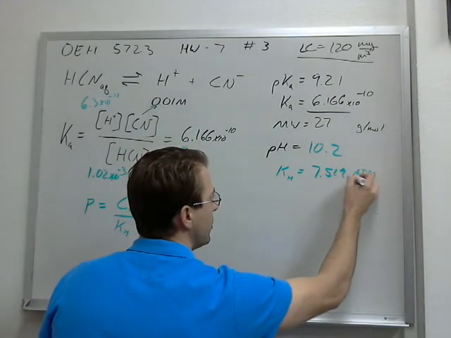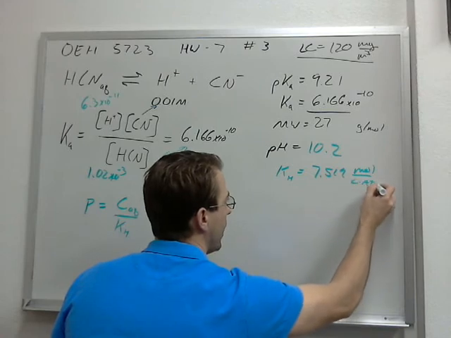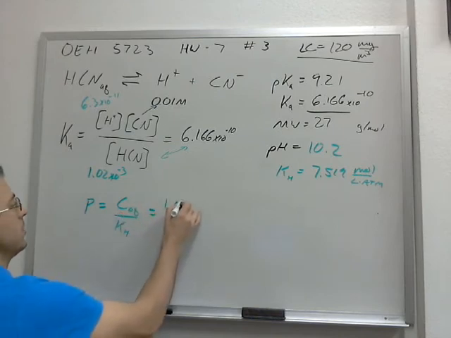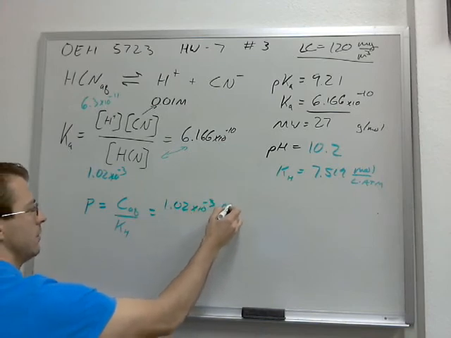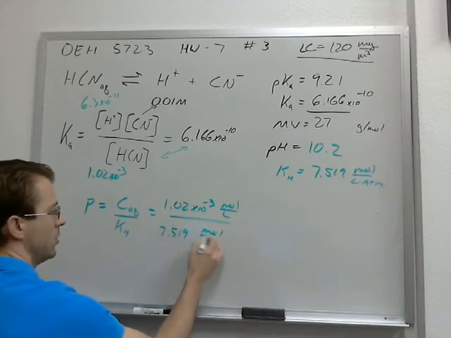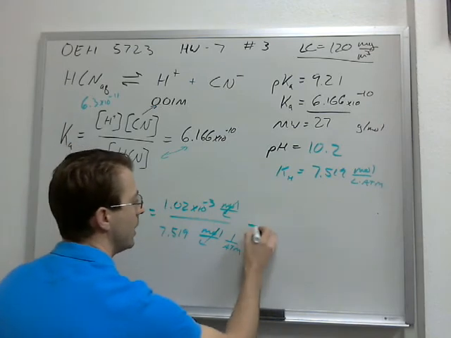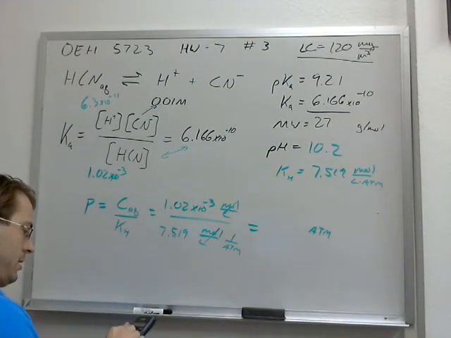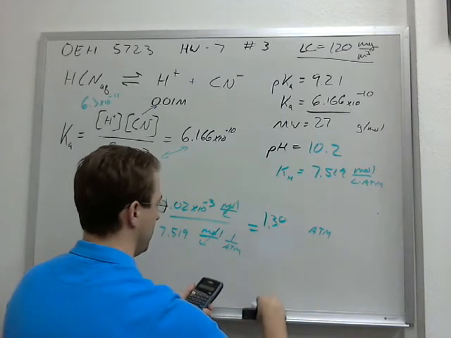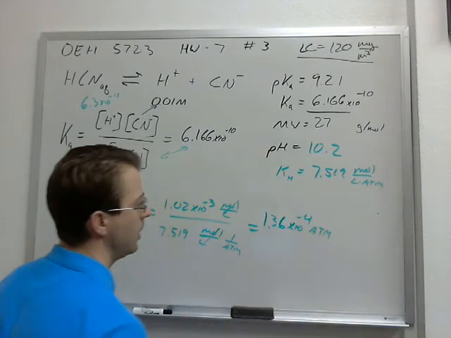7.519 moles per liter atmosphere. And so our concentration is in moles per liter, which is 1.02 times 10 to the minus 3 moles per liter divided by 7.519 moles per liter per atmosphere, if you wish. So we're left with atmospheres. And that divided by 7.519 is 1.36 times 10 to the minus 4 atmospheres.